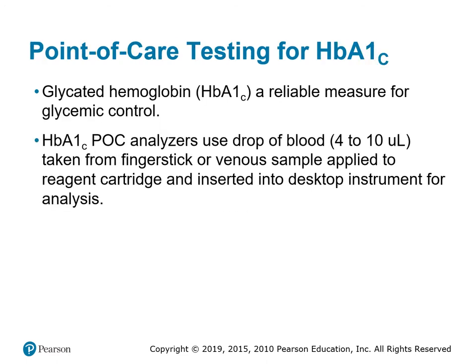All right, POC testing for hemoglobin A1C. Glycated hemoglobin, a reliable measure for glycemic control. The HbA1c POC analyzer uses a drop of blood taken from a finger stick or venous sample, applied to a reagent cartridge and inserted into a desktop instrument for analysis.